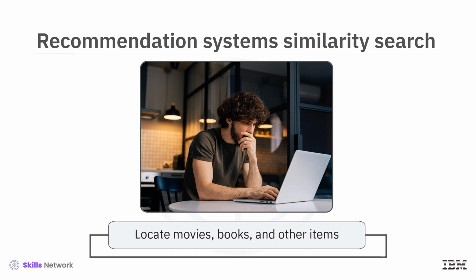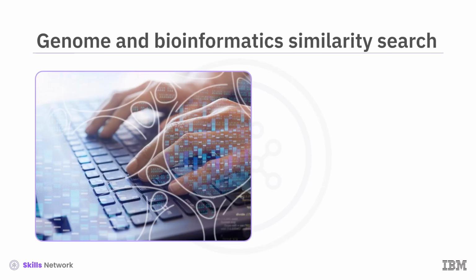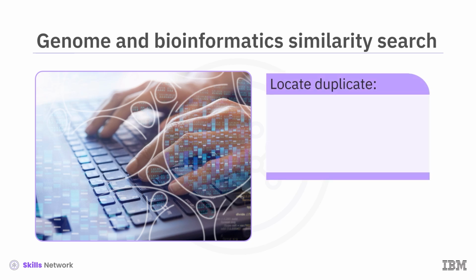Next, you can use recommendation systems to search for movies, books, or items similar to the movies, books, or items a customer previously liked. You'll use the data that reports how the customer previously interacted with similar items to provide current suggestions. Finally, scientists use similarity searches in the genomics and bioinformatics domains to locate duplicate DNA, RNA, protein sequences, and other sequences.